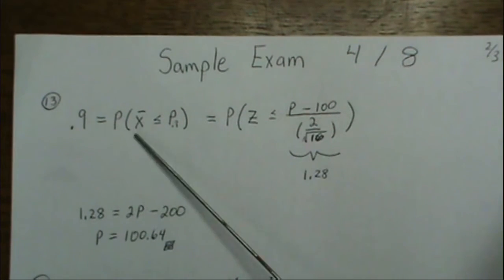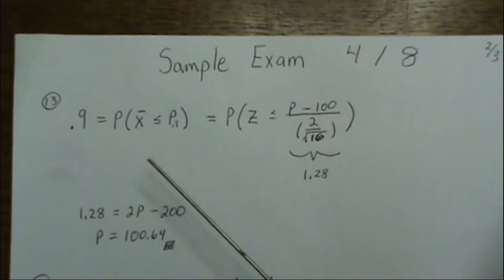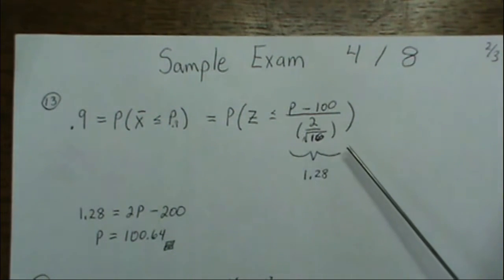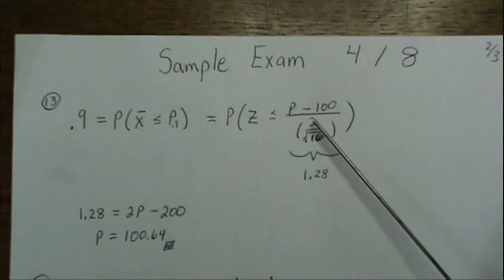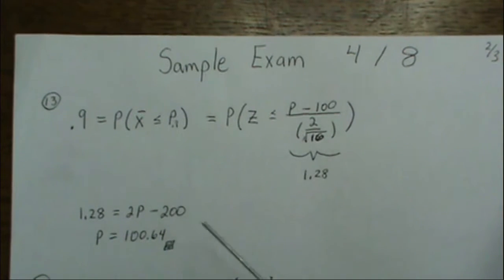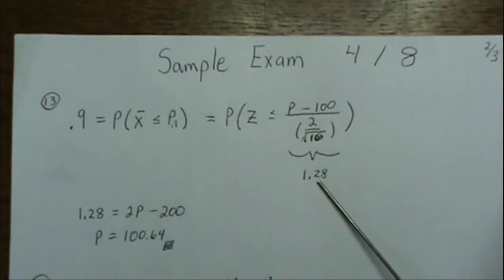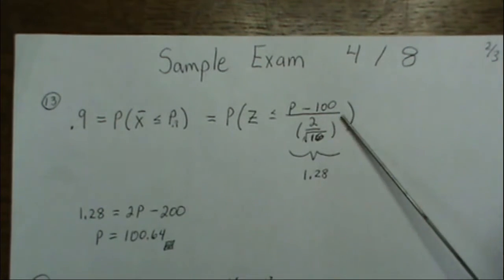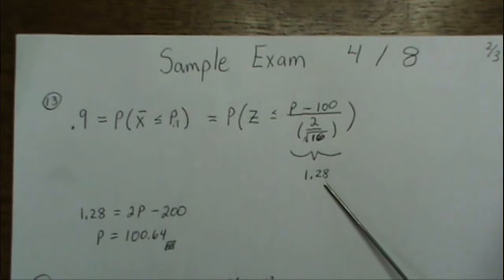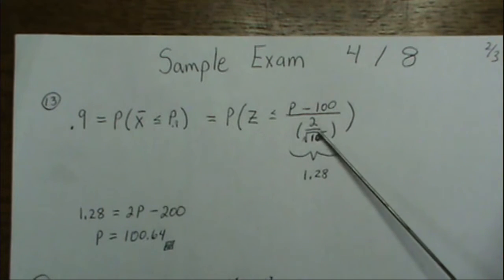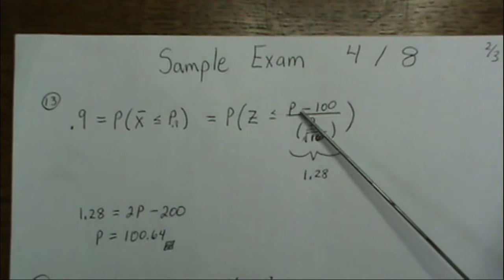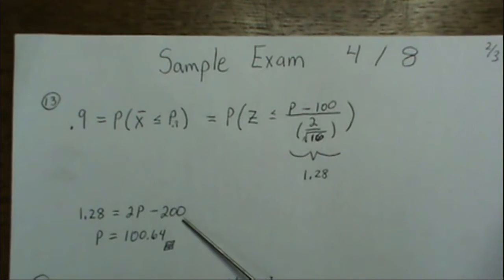So if we subtract the mean from both sides and divide by the standard deviation associated with X bar, we get this. So the probability that Z is less than this quantity. And if you look up in a Z table, the probability of being less than some value to be 0.9 is 1.28. So this quantity here has to equal 1.28. To simplify it, the square root of 16 is 4, so 2 over 4 is 1/2. Since you divide by a fraction, you can invert and multiply, so that's 2p minus 200. That's where I get this step. Solve for p, we get 100.64.